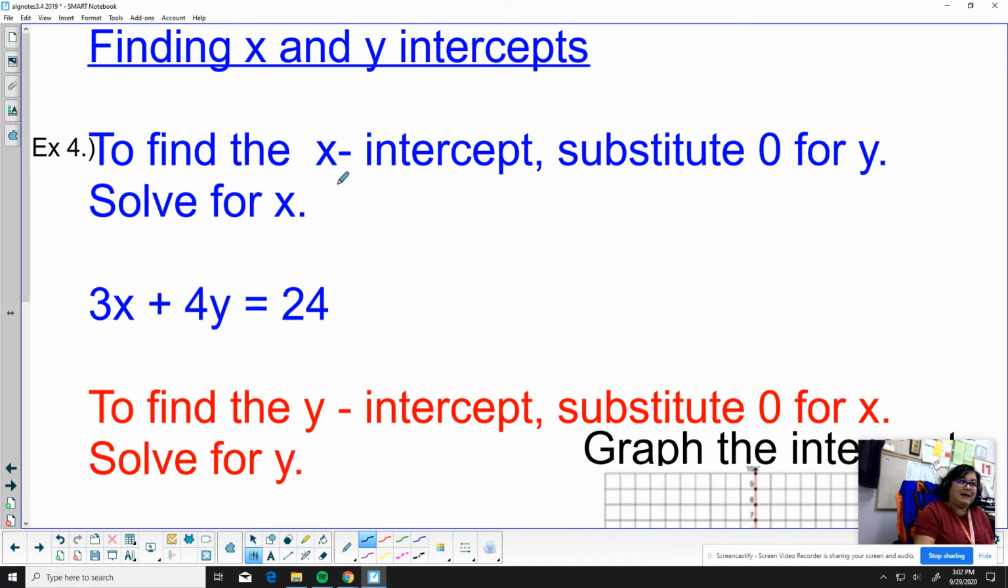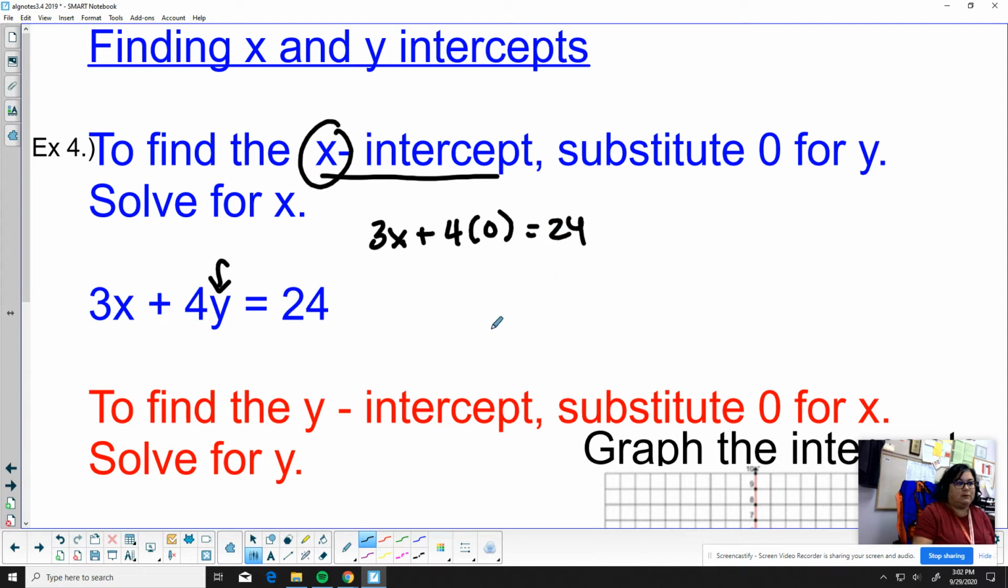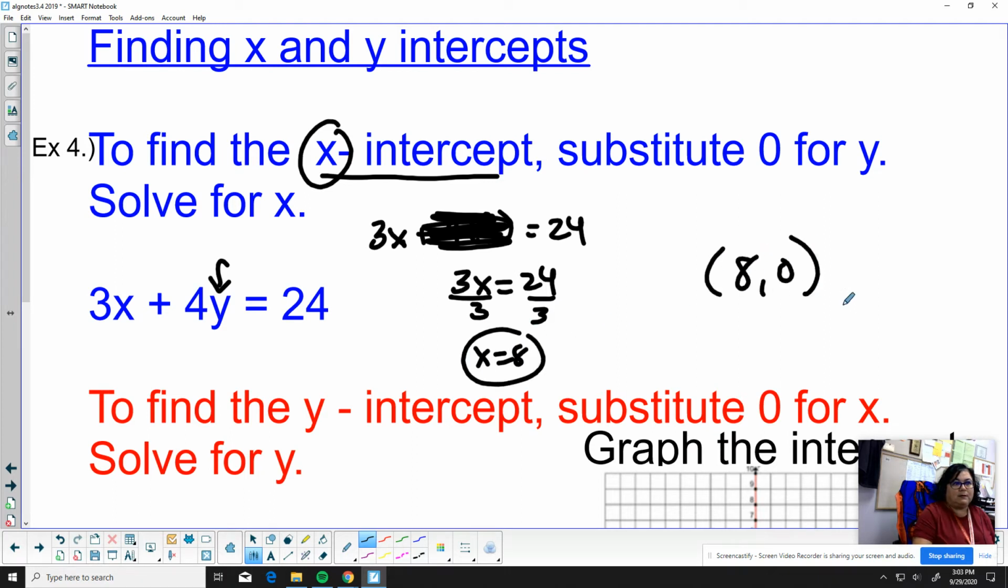So when I find an x-intercept, my directions are substitute 0 for y. So I put 0 in here for y when looking for the x-intercept. So it's going to be 3x plus 4 times 0 equals 24. Well, this part just crosses out because it's 0. So now it says 3x equals 24. If I divide by 3, x is 8. So my ordered pair is 8, 0 because it's the x. So it goes in the x spot in the ordered pair.